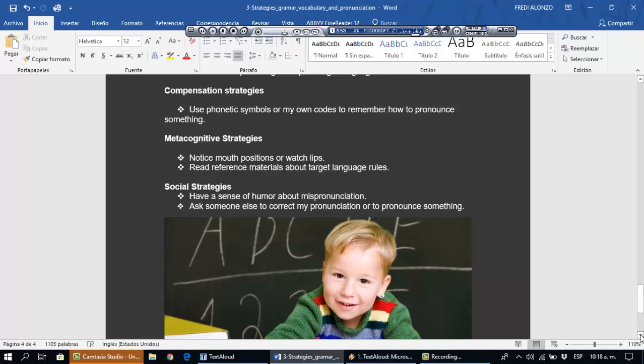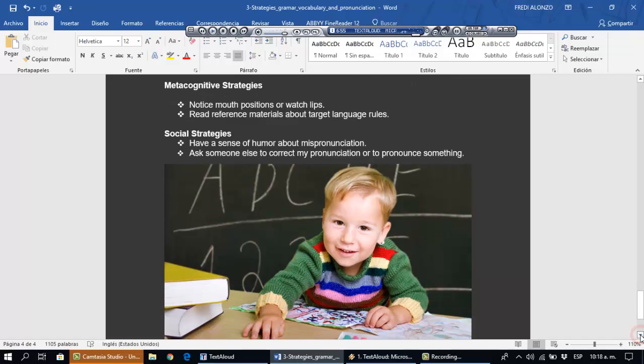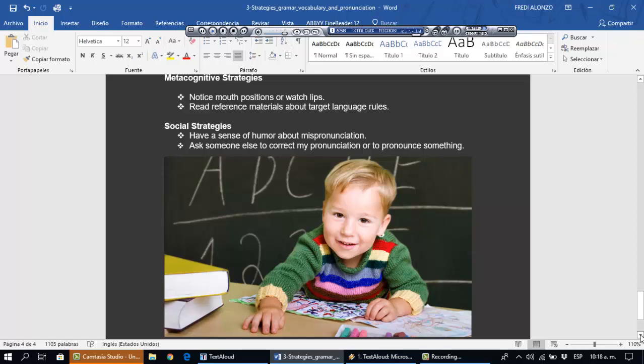Social strategies. Have a sense of humor about mispronunciation. Ask someone else to correct my pronunciation or to pronounce something.